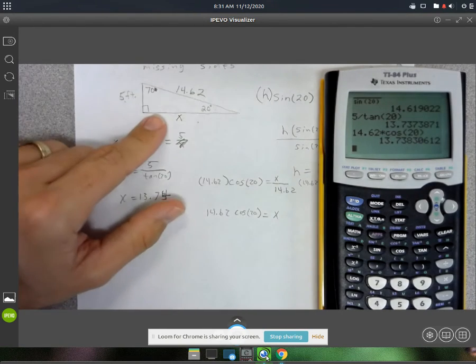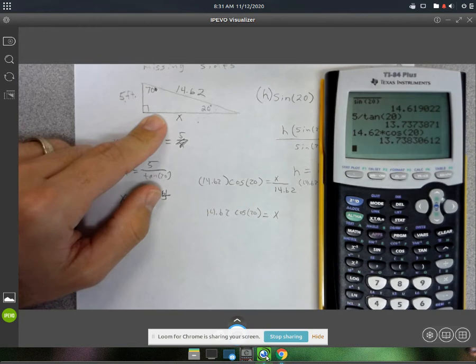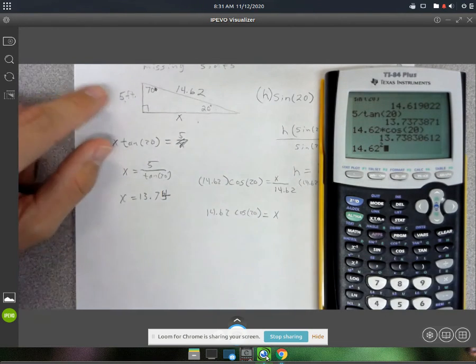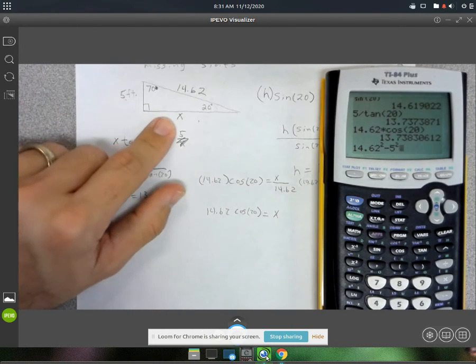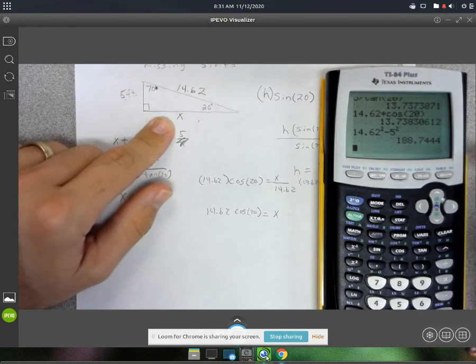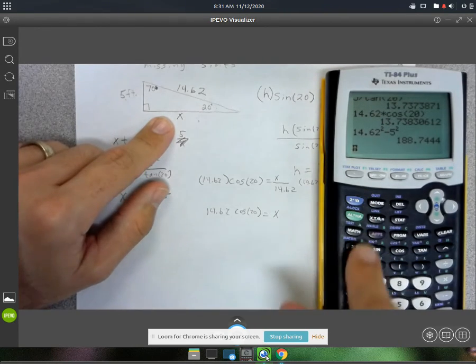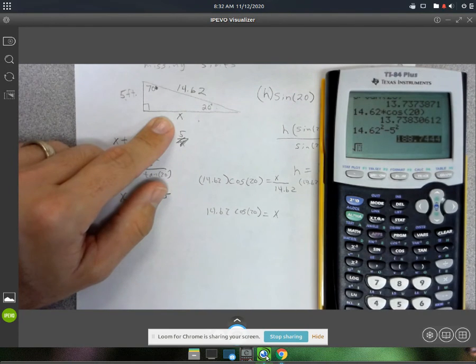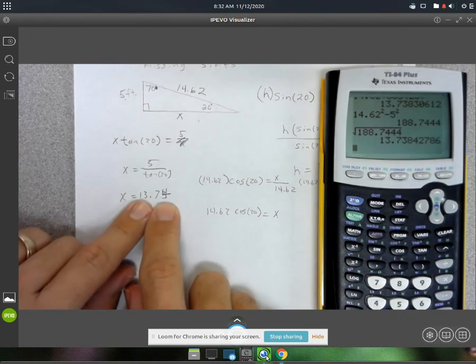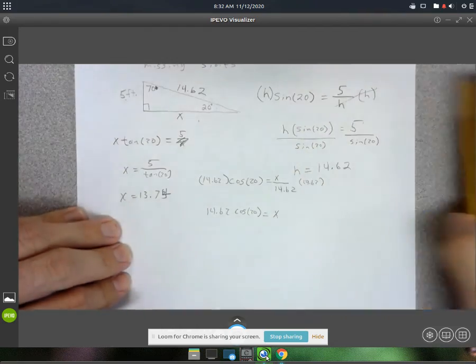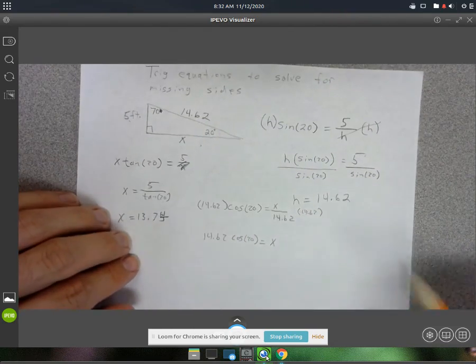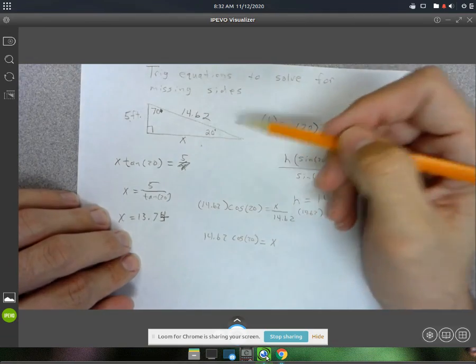The other way was to use the Pythagorean theorem. So that would be 14.62 squared minus 5 squared, and that's going to equal this side squared. So we're going to have to take the square root of this answer. The square root of our last answer gives us the same thing, 13.74. So it's up to you however you want to do it, but to start out, you had to solve for the one side or the other.